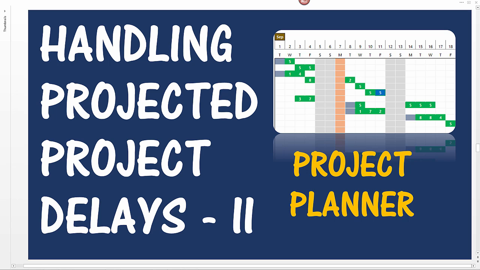Welcome back. In the previous video, we talked about how to handle projected project delays in a very simple scenario where predecessors are not involved. In this video, I will be talking about a slightly more advanced scenario where a task has predecessors. And we will be using the Project Planner Advanced Excel template for this demonstration. So now let's get started.